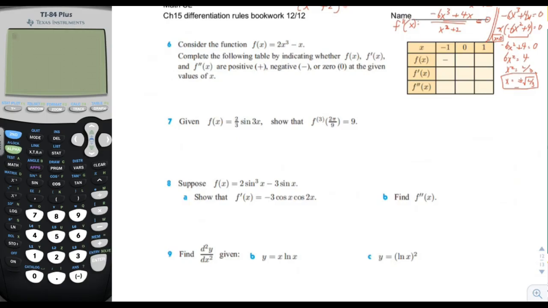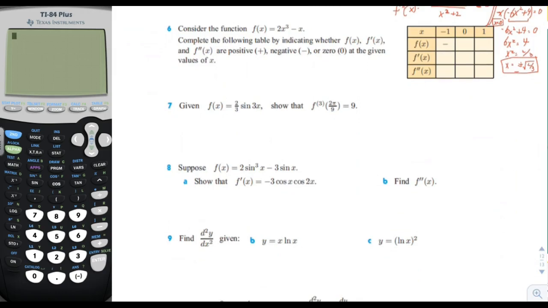Page 12, last page of differentiation rules. Number 6, consider the function 2x cubed minus x. Complete the following table by indicating whether f of x, f dashed of x, f double dashed of x are positive, negative, or 0 at the given values of x. Okay, so they already did the first one here.